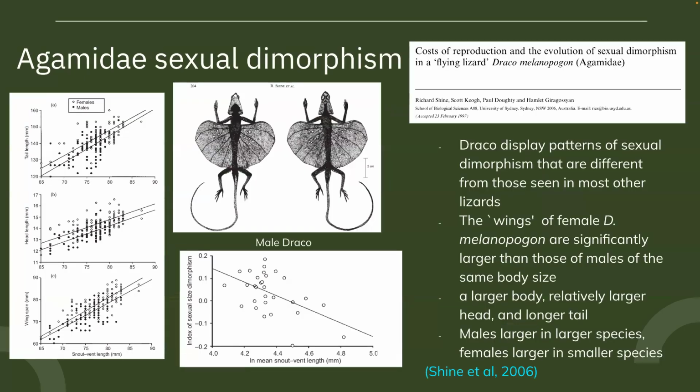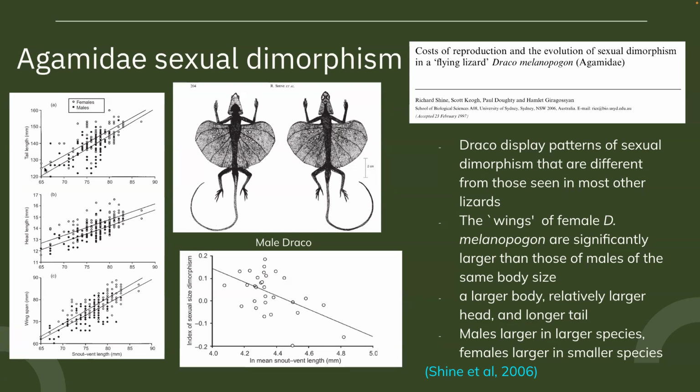So I found this interesting paper on Agamidae sexual dimorphism. This was on the Draco species of flying lizard, and basically they found that the females usually have a larger body, larger head, larger tail, and larger wingspan compared to males. And that's what you're seeing over here. The top line on all three of them are the females. The hollow dots are females, and the filled in dots are males.